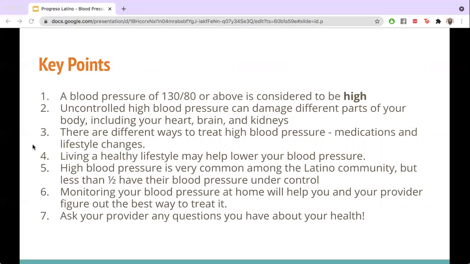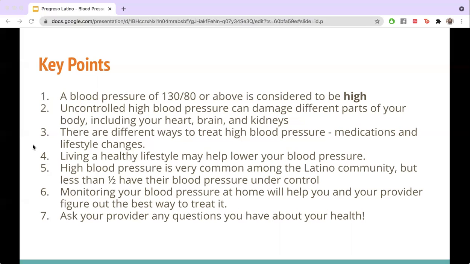The fourth point is that living a healthy lifestyle may help lower your blood pressure. So making sure that you're exercising or making changes to your diet so that it's healthy for your heart, those can go a long way. The fifth point is that high blood pressure is very common among the Latino community, but less than half have their blood pressure under control. And in this presentation, we've talked about some ways to control your blood pressure, and these will help improve your overall health and well-being. The sixth point is that monitoring your blood pressure at home will help you and your provider figure out the best way to treat it.